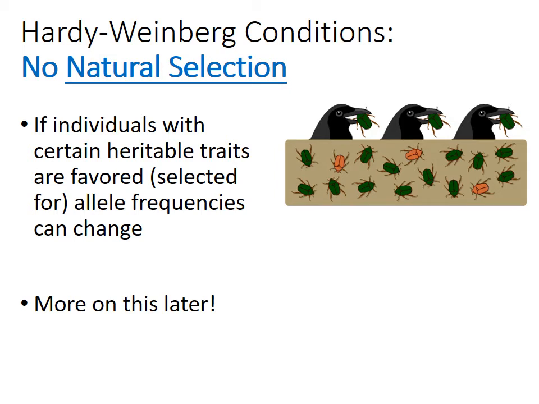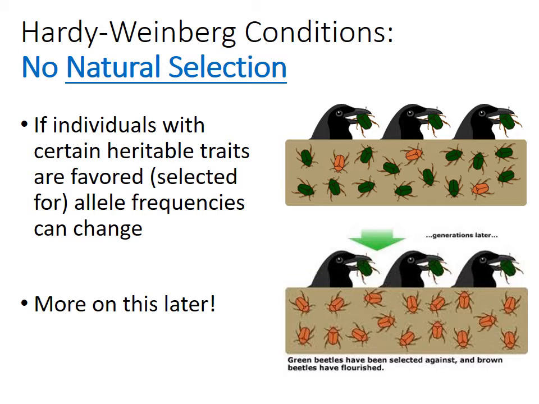So then with natural selection, the Hardy-Weinberg condition says there can be no natural selection. The super short story on natural selection is that if individuals with certain heritable traits are favored or selected for, the allele frequency can change. For example, if we have this population of crows that prefers to eat green beetles or has an easier time eating green beetles, in future beetle populations we would expect there to be fewer green beetles and more of those brownish beetles, because the brownish beetles did not get eaten as readily, so they survived and reproduced more and passed on their brownish beetle alleles.